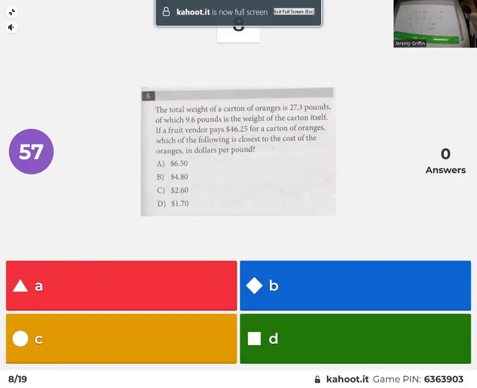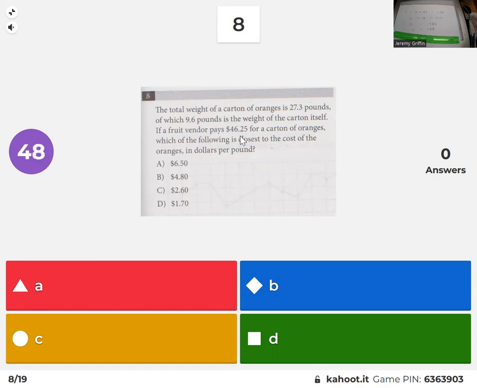Total weight of a carton of oranges is 27.3 pounds, but 9.6 of those pounds are just the carton itself. If a fruit vendor paid $46.25 for the carton of oranges, which of the following is closest to the cost of oranges in dollars per pound?